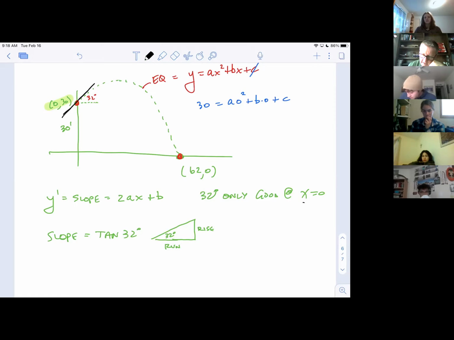So since this is true at x equals 0, then couldn't I say that y prime is the tangent of 32, which equals 2ax plus b? But again, it's very important: that's only true when x is 0, right? So that means b is the tangent of 32.